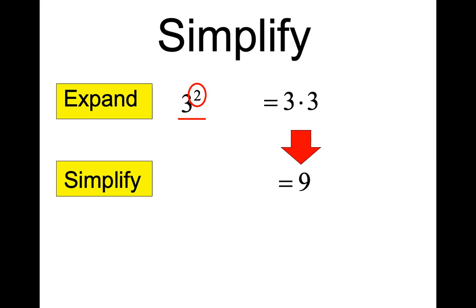Try to memorize your squares, right? I'll use that. Anything to the second power is called squared. Anything to the third power is called cube. We'll talk about that later as well. Are we ever going to see a 0 as a power? This year we will have 0 powers.